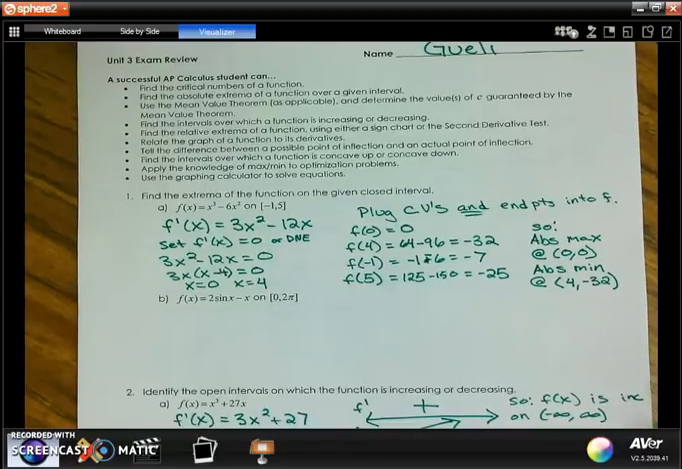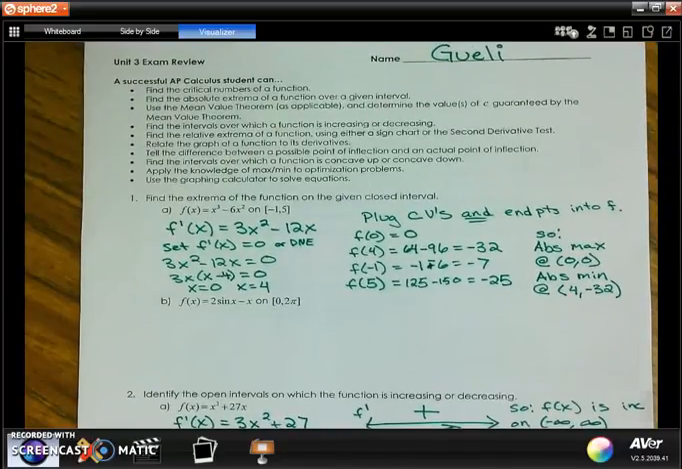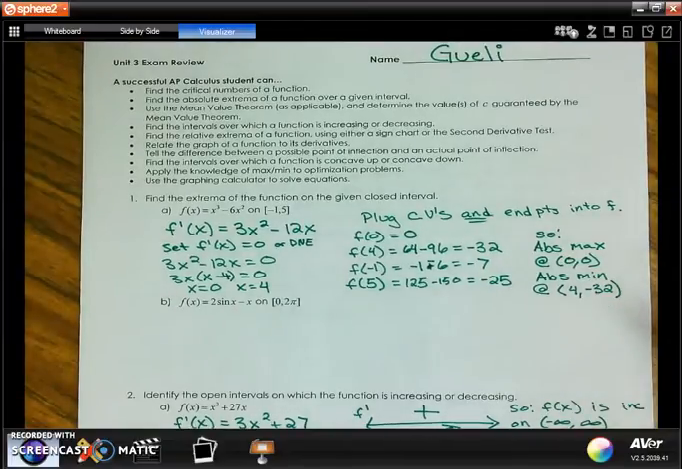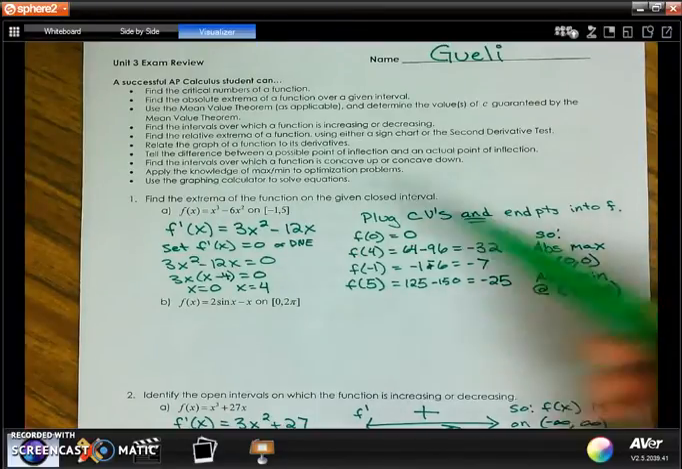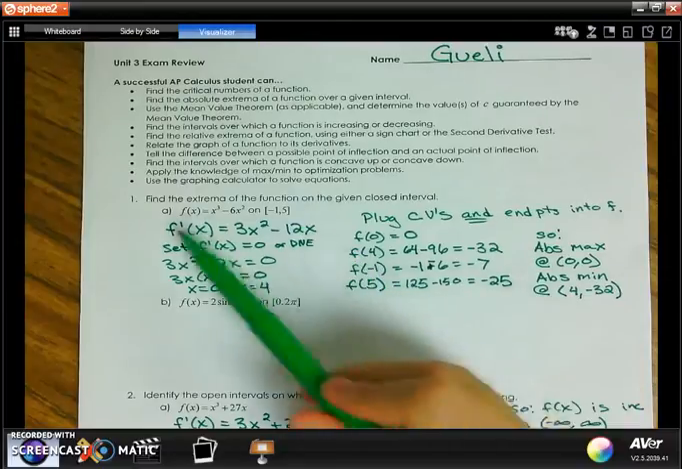Okay, this is the Unit 3 exam review, and I will be working through select problems on it. So, in number 1, they're asking us to find the extrema of the function on the given closed interval. Notice that we are given an interval and we're given a function.